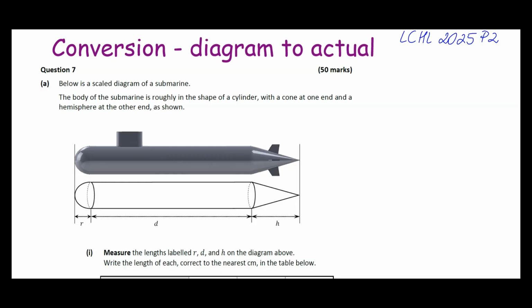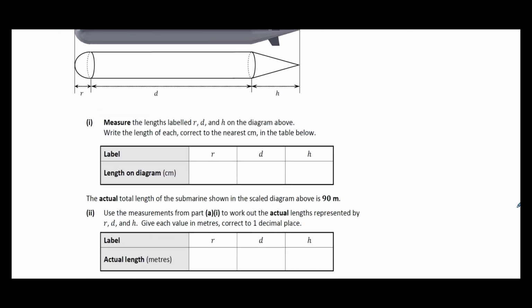So in this question, we want to see how we convert the measurements on the diagram to actual measurements. Below is a scale diagram of a submarine. The body of a submarine is roughly in the shape of a cylinder with a cone at one end and a hemisphere at the other end, as shown. So the first part was simple enough.